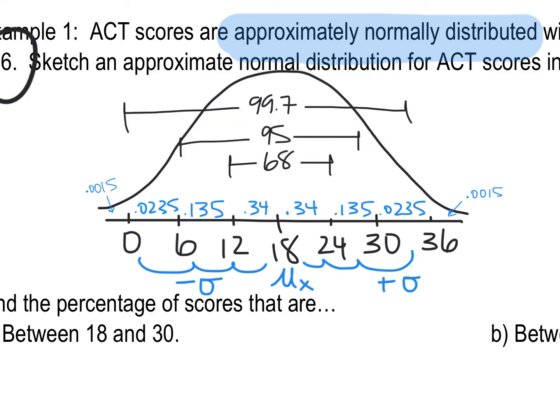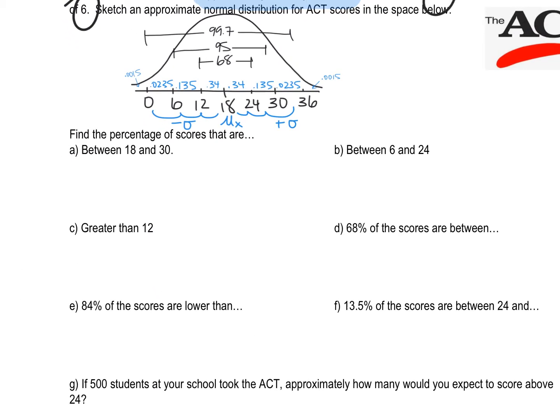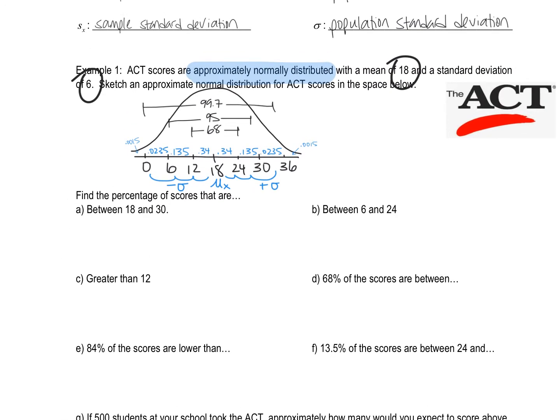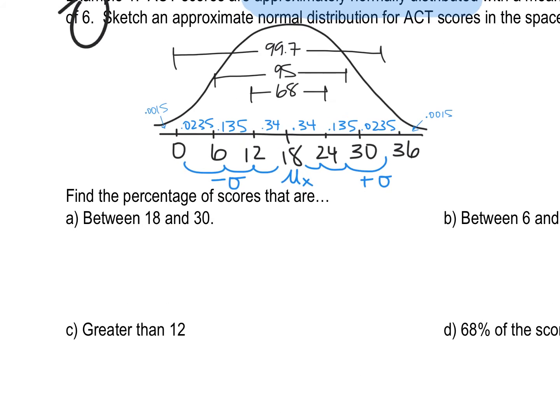And so why did we do this? Why are we labeling this score? Because now we can answer all of these questions down here. Find the percentage of scores that are between 18 and 30. So what I'm doing is looking up at 18 and 30, and it looks like 34% plus 13.5% is what I'm going to add up for that answer. So 0.34 plus 0.135 equals 47.5%. That means 47.5% of all people that took the ACT got scores between 18 and 30.